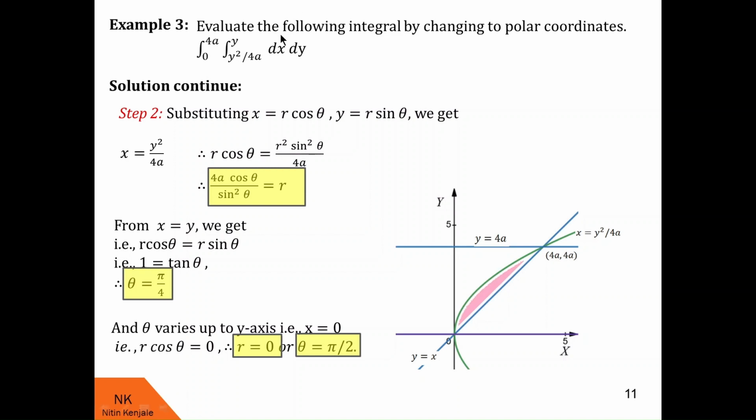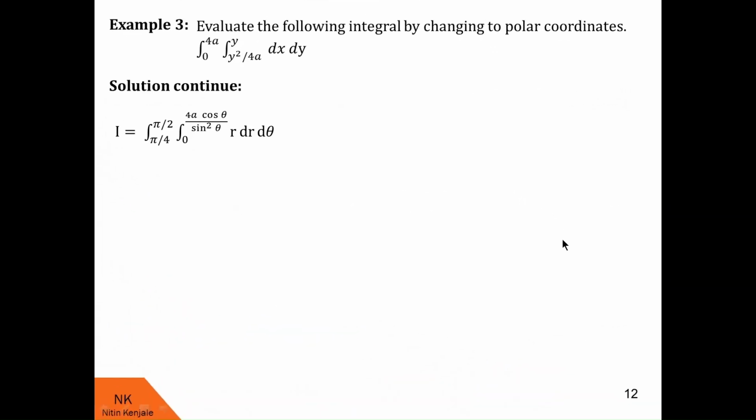Now let us transform this double integral from Cartesian coordinates to polar coordinates. First we transform the integrand. Integrand is just 1. So this dx dy now becomes r dr d theta. Now write down the limits that we have calculated on the previous slide. r varies from 0 to 4a cos theta upon sin square theta, and theta varies from pi by 4 to pi by 2. Now let us evaluate this integral.